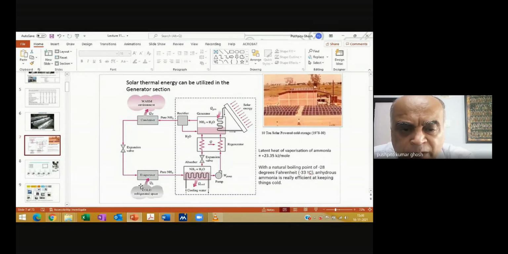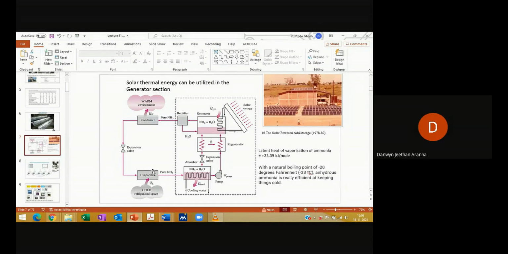Initially, there is no problem while this is warm. Suppose my cold storage is quite hot and I'll cool it down to about 15 or 20 degrees centigrade. But if I want to cool it down to something like 1 or 2 degrees centigrade, then this has to be at a temperature substantially lower than that. Then only heat will flow in this direction. Heat will always flow from a hot body to a cold body. Right or not? Yes, sir.